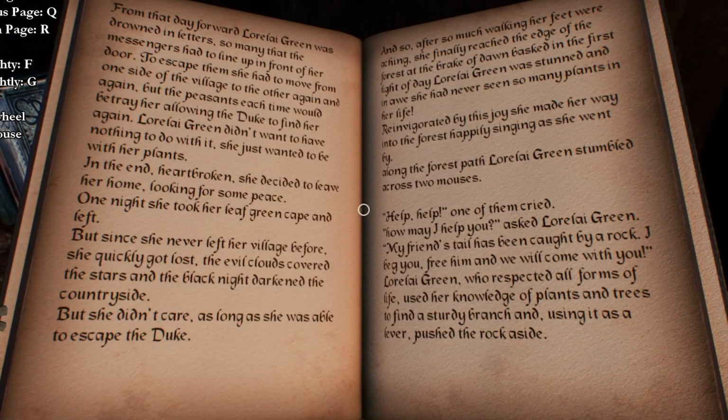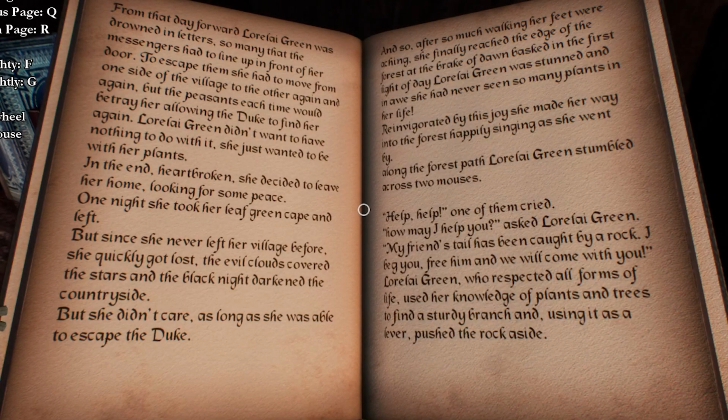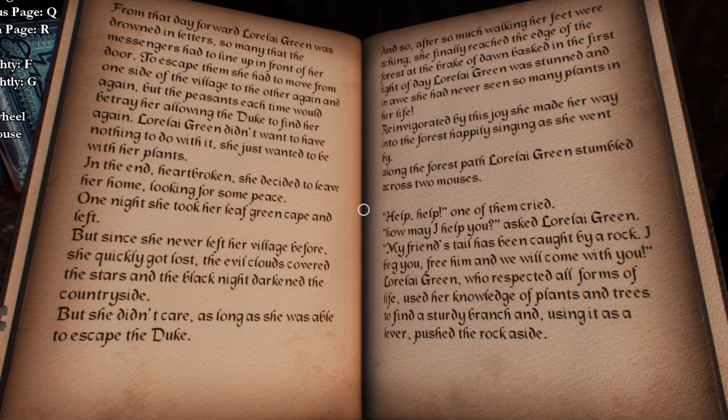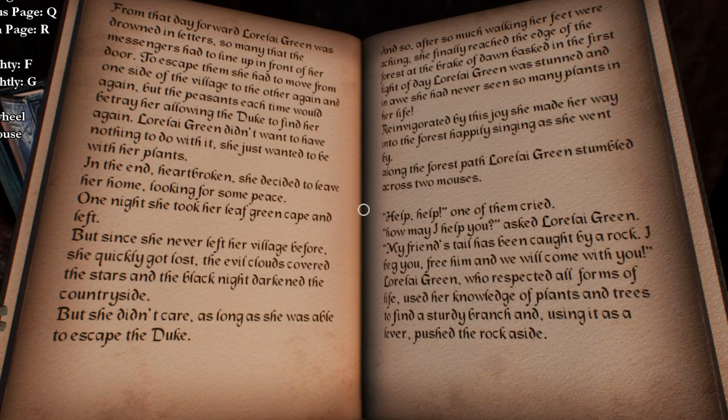But since she never left her village before, she quickly got lost. The evil clouds covered the stars, and the black night darkened the countryside. But she didn't care, as long as she was able to escape the Duke. And so, after much walking, her feet were aching. She finally reached the edge of the forest.